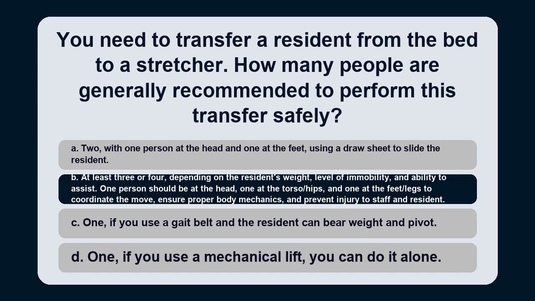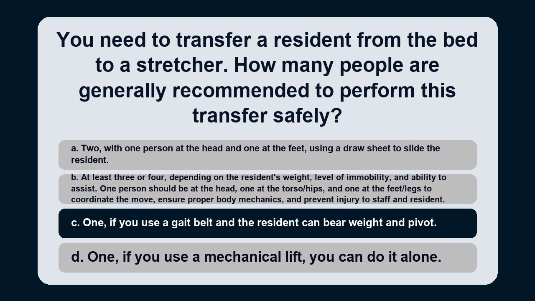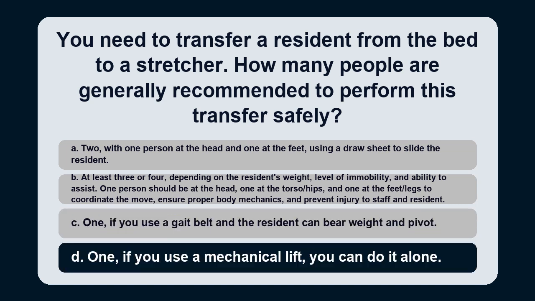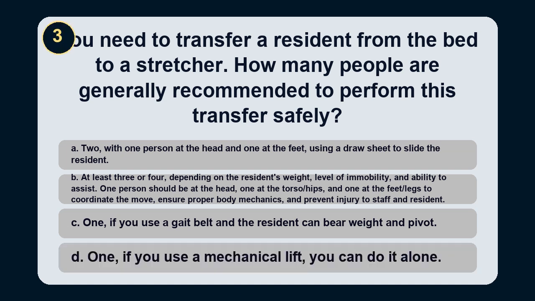One person should be at the head, one at the torso/hips, and one at the feet/legs to coordinate the move, ensure proper body mechanics, and prevent injury to staff and resident. Option C, 1 if you use a gait belt and the resident can bear weight and pivot. Option D, 1 if you use a mechanical lift, you can do it alone.